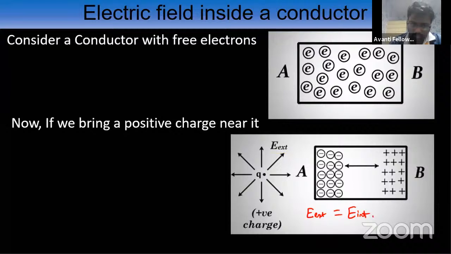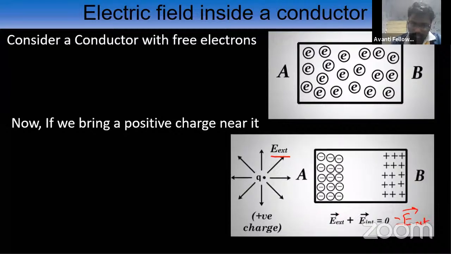At this point, what happens? If I want to calculate my E net, I should add them, right? So E external was in this direction, E internal was in this direction, right? So these two are of the same magnitude in opposite directions. Now what happens when I add them? They add up to become 0. The net electric field inside a conductor will become 0.